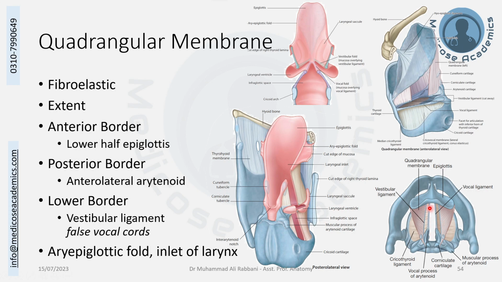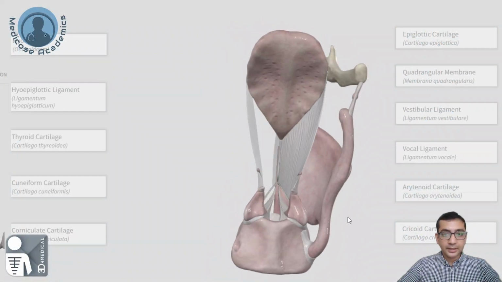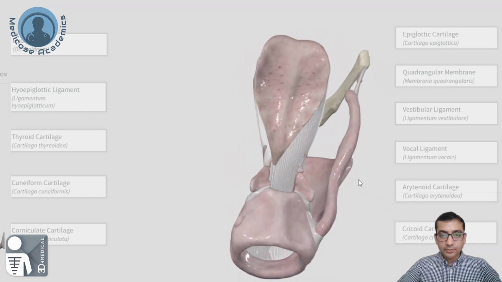When you see from the top through the laryngoscope, you can see the quadrangular membrane going from the outside to inside as it moves down. So this is how you will see the quadrangular membrane. So this is the quadrangular membrane, and just a quick review on the 3D model again. This is the quadrangular membrane.